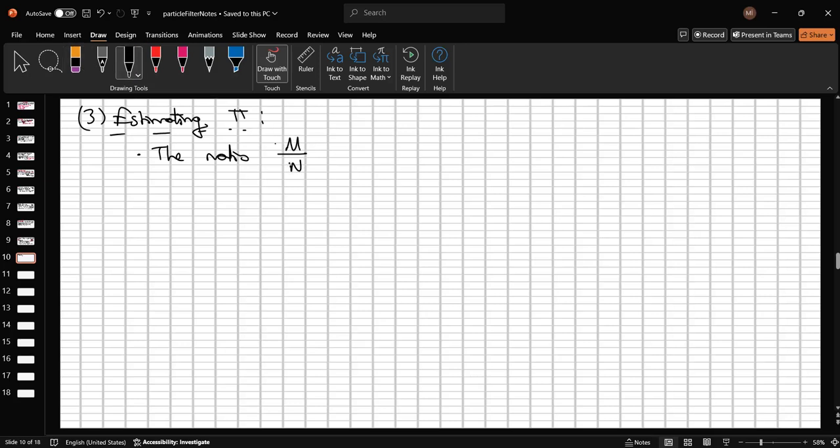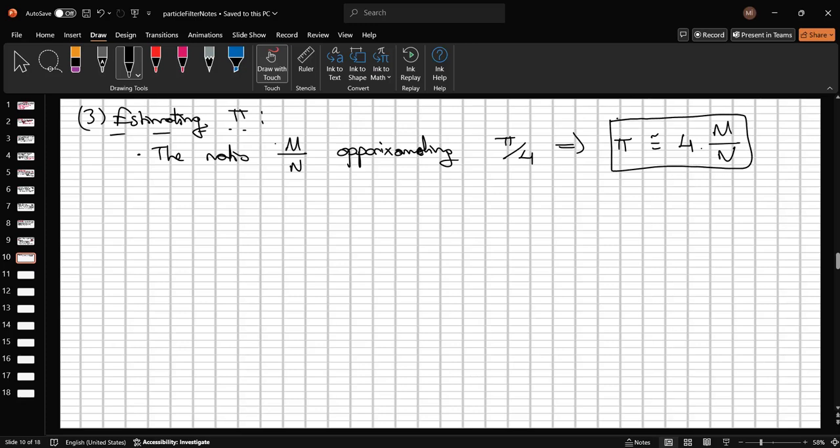This gives us the ratio of the circle points for a given n total points, and it's approximated to pi divided by 4, which means that pi can be calculated, or is close to, 4 times m divided by n. Okay, these are the main formulas for the calculation of the Monte Carlo method.